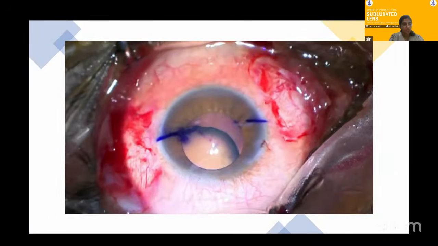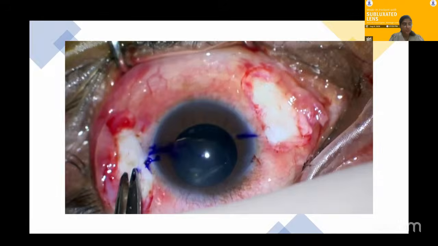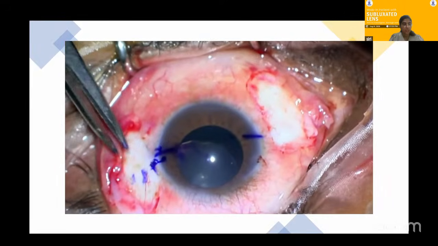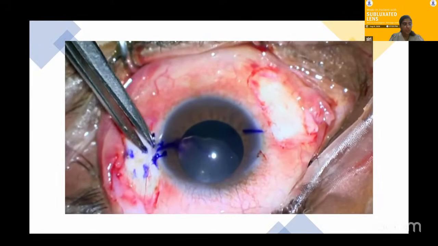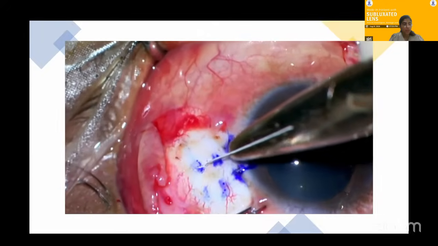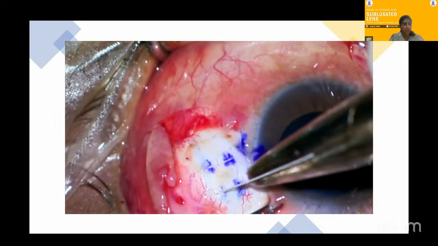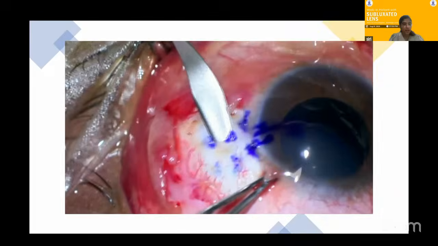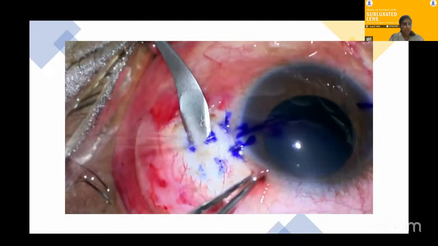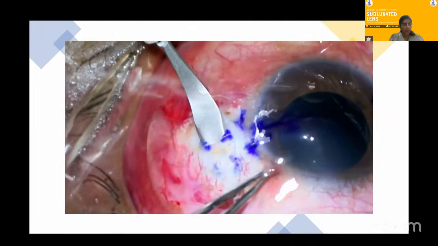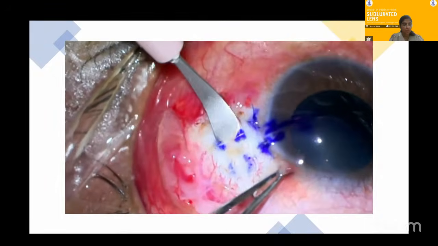The sclera was marked 2 mm posterior to the limbus at 3 o'clock and 9 o'clock positions using a gentian violet pen marker. Partial thickness scleral flaps were outlined and fashioned with the help of a blade breaker and a crescent blade, with the leading edge of the crescent blade visible throughout the dissection to prevent any inadvertent scleral perforation.